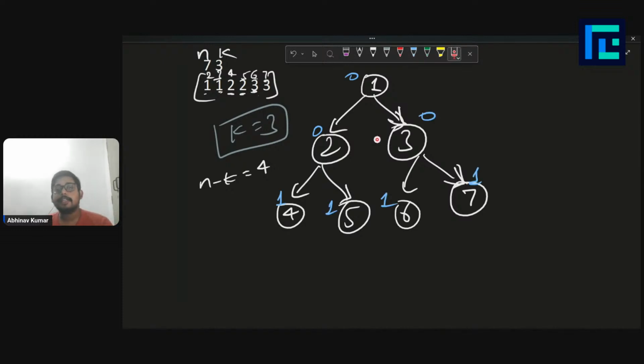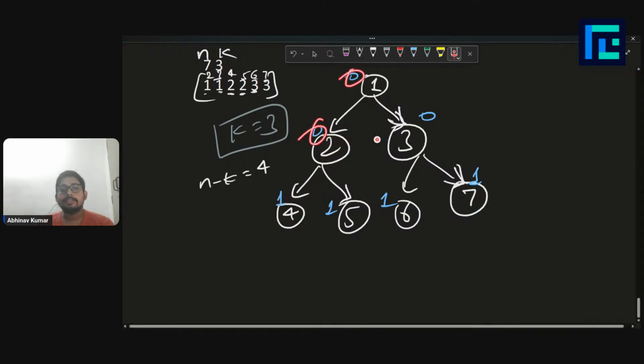What name do we get? The name for this leaf node, if you start from the root, is the path you follow to reach this leaf node: 0, 0, 1.